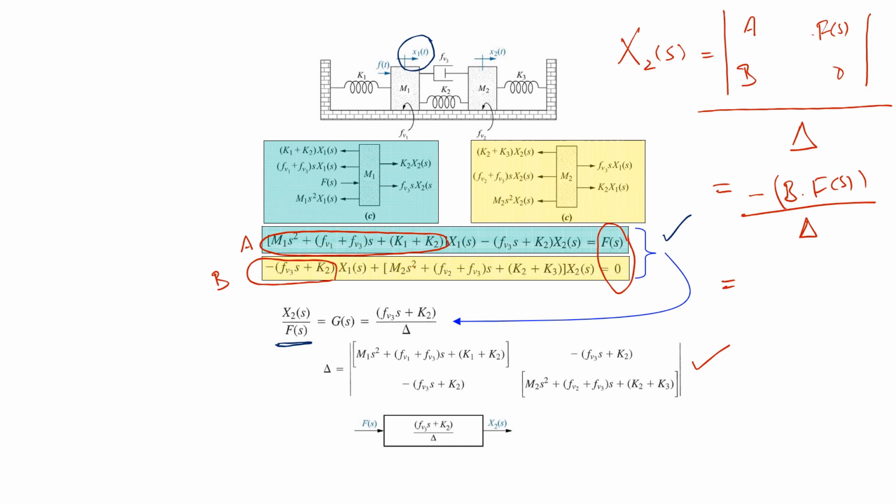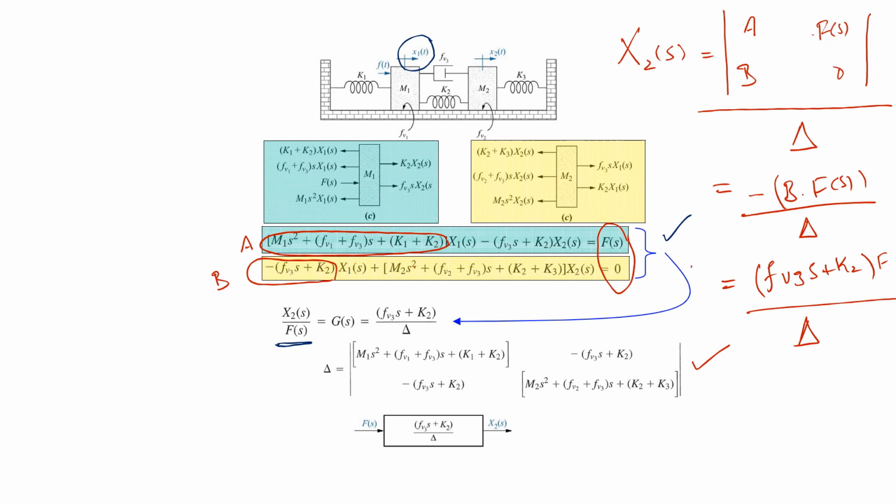Now we can put the value of b here, which is negative, and the negative signs cancel out, and we will have just f v3 s plus k2 multiplied with the f and divided by this delta.